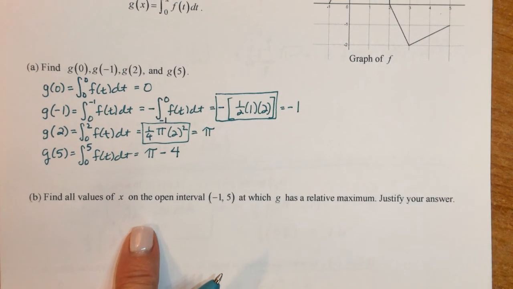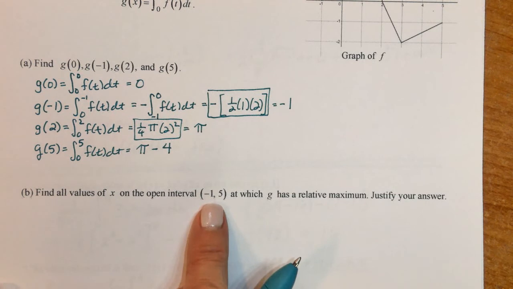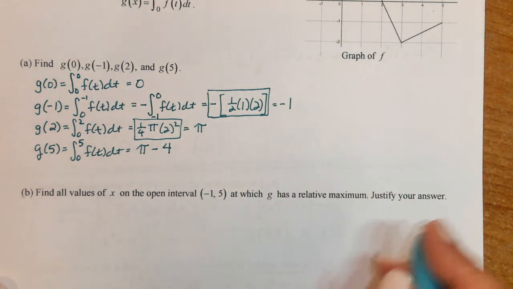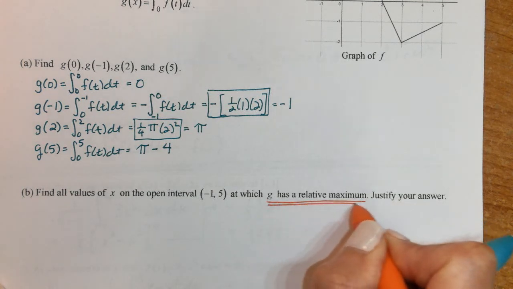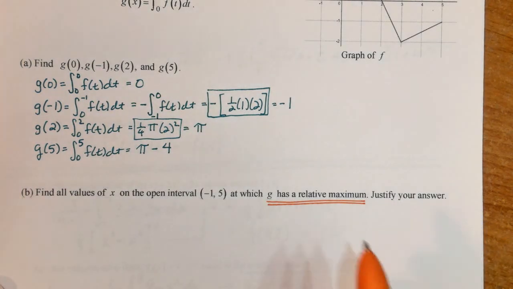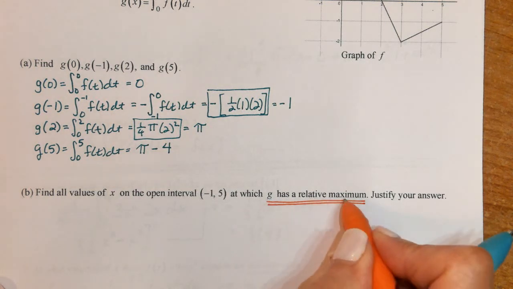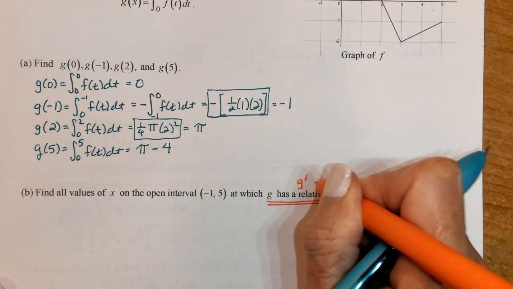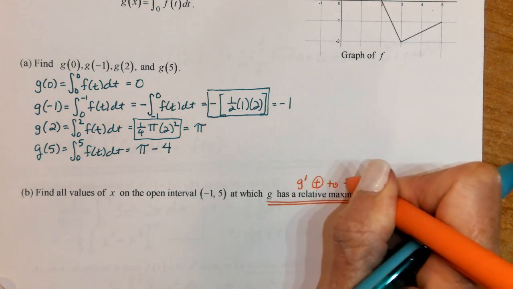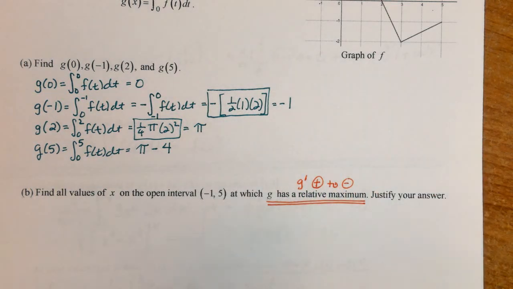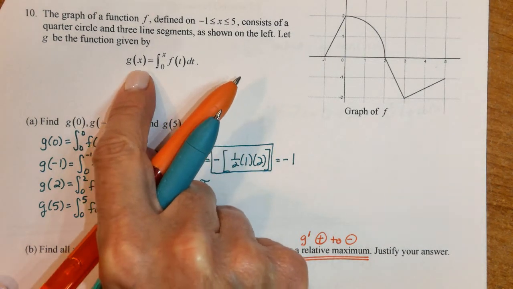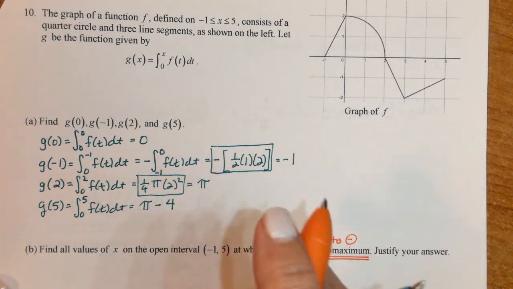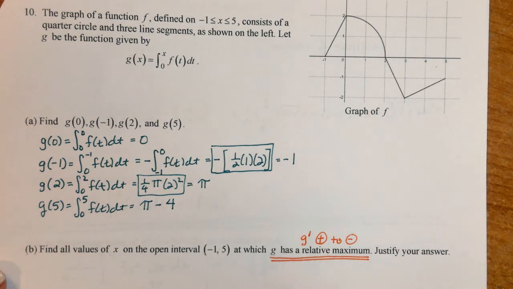Part B. Find all values of x in the open interval -1 to 5 at which g has a relative maximum. And we need to justify. So g has a relative max when g prime goes from positive to negative, right? So we need g prime. Do we know anything about g prime yet? We know g, we know f, we don't know g prime yet. So we have to say what g prime is.